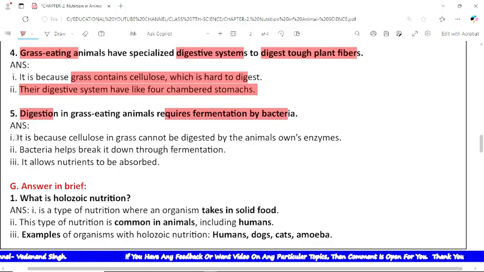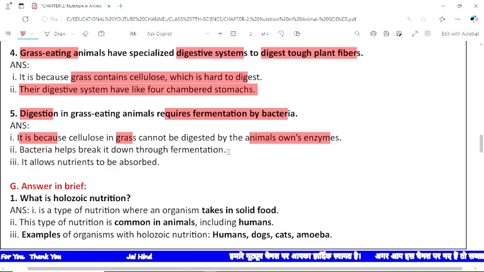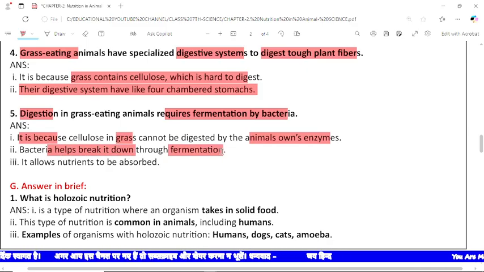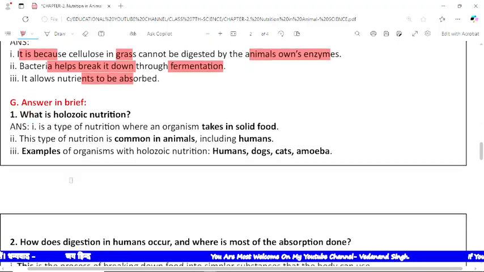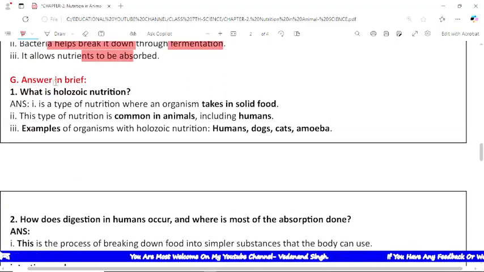Yes, the reason is that cellulose in grass cannot be digested by the animals' own enzymes. Bacteria help break it down through the process of fermentation, and then it allows the nutrients to be absorbed. Now the next type of question is answer in brief.